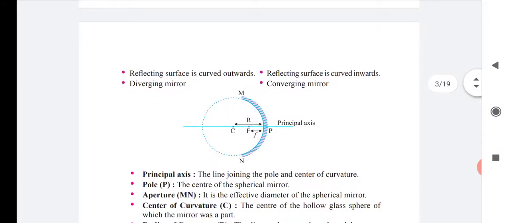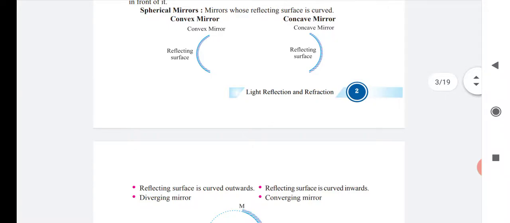So you know the difference between convex mirror and concave mirror. Let me explain it once again. In the case of a convex mirror, the reflecting surface is curved outwards and polished inwards, whereas in the concave mirror, the reflecting surface is curved inwards and polished outwards. And the convex mirror is called a diverging mirror because it will diverge the incoming rays, whereas the concave mirror is called a converging mirror because it will converge the rays to a specific point.